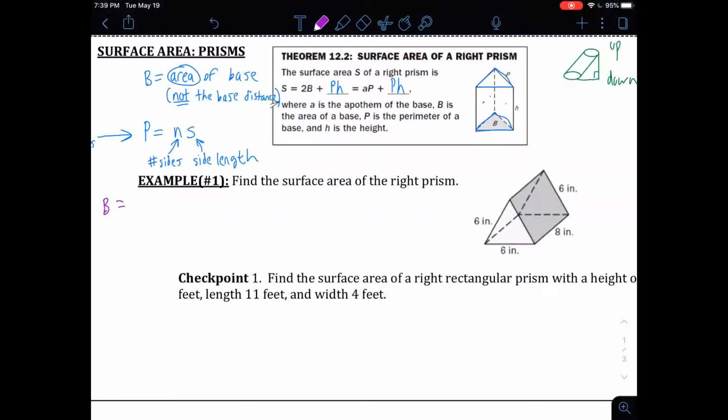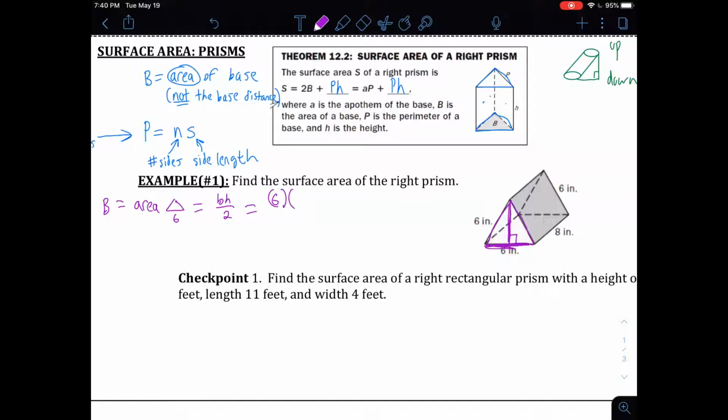So base equals the area of this triangle with the 6 here. Okay, and the area of a triangle is base times height over 2, right? So we're looking at this triangle. All right, so what's the base of this triangle here? Well, the base is going to be 6. Okay, the height is a little bit trickier. The height is right here at a right angle.